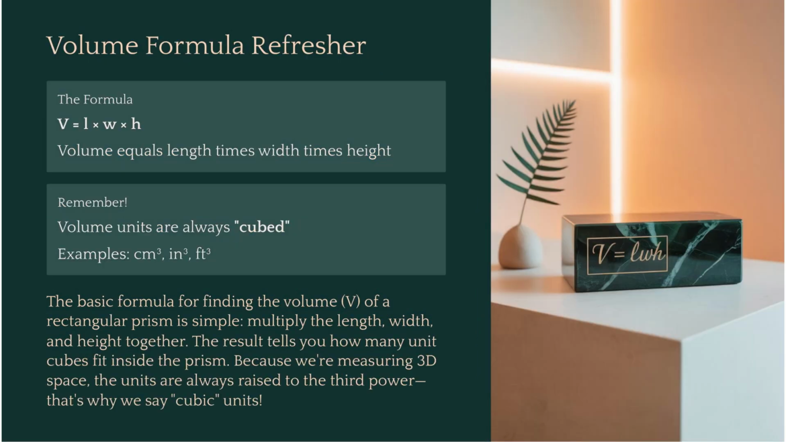Before we get to the trickier fractional edges, let's quickly remind ourselves of the core volume formula. To find the volume V of any rectangular prism, you simply multiply the length by the width by the height. So V equals L times W times H. It's super important to remember that since you're multiplying 3 dimensions, the units in your final answer must always be cubed, like inches to the power 3 or meters to the power 3.